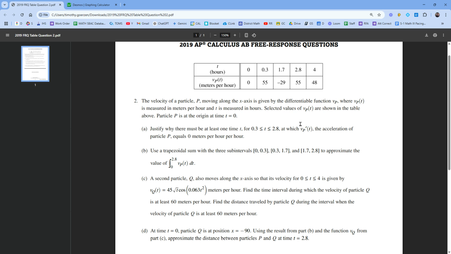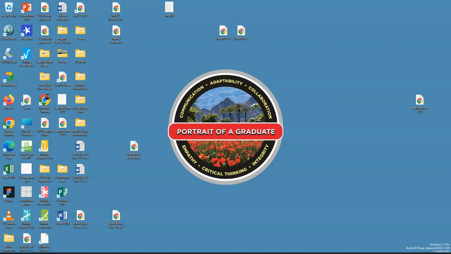So I'm going to write down what we're doing. We're going to integrate from 0 to 2.8 the velocity, and we're going to use a trapezoidal sum in this interval. So to start with, for a trapezoid, it's 1/2. Then the base is t. So from 0 to 0.3, the distance is 0.3. And then we add the two heights, which are 0 plus 55. And I'm going to follow that pattern. So I'll show you my work, but I'm going to follow that pattern.